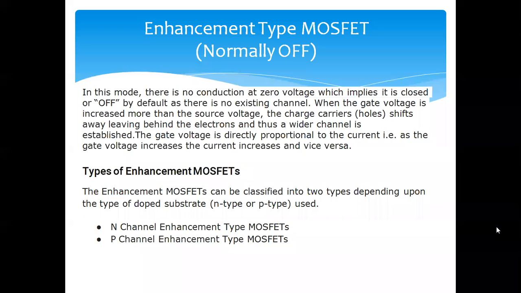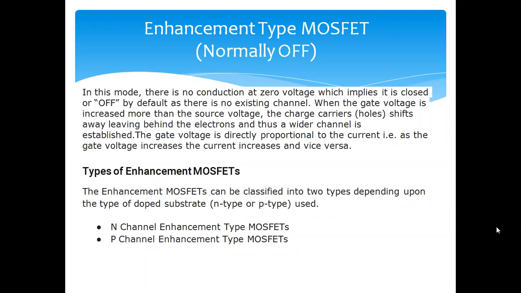When the gate voltage is increased more than the source voltage, the charge carriers, that means holes in the case of a P channel, shift away, leaving behind the electrons, and thus widen the established channel. The gate voltage is directly proportional to the current. That means as the gate voltage increases, the current increases, and vice versa. The charge carriers will be holes if it is a P channel; if it is an N channel, they will be electrons, depending upon which type of substrate and doping agent you are using.